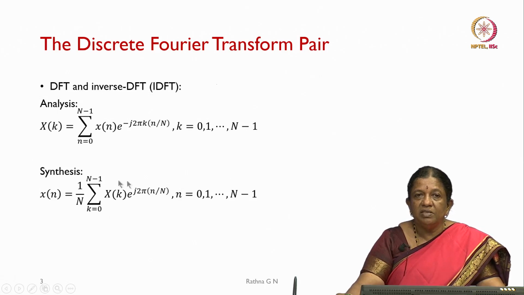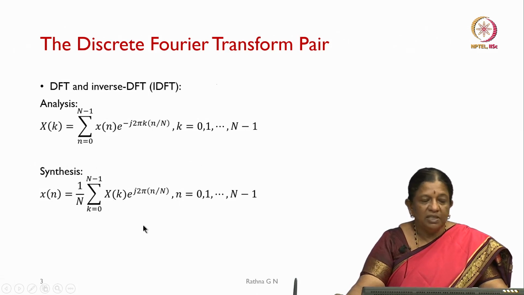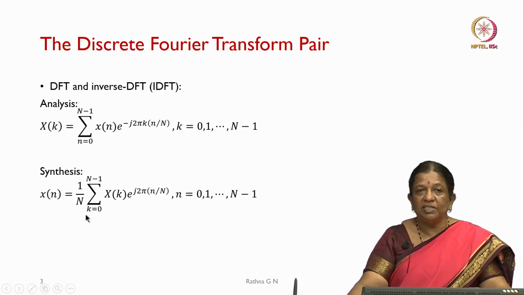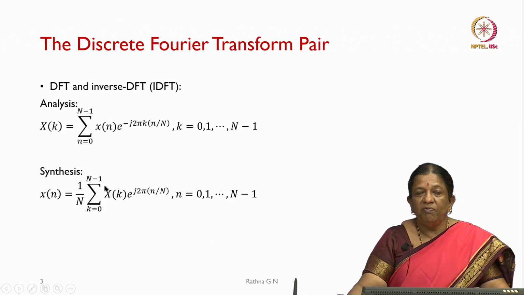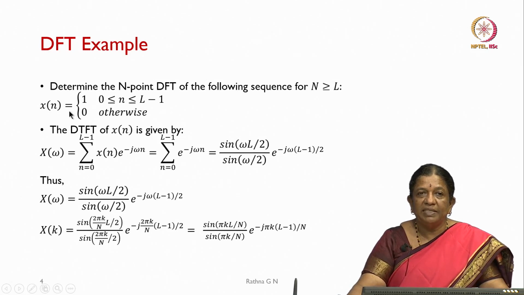To derive this x of n, we can substitute our X of k with this equation and then derive it. For this derivation, and for why we have the 1 by N scaling function, you can refer to any digital signal processing book, which will show you how to derive it. Substituting the analysis equation into the synthesis equation, we get our x of n back. Now we will see a few examples.